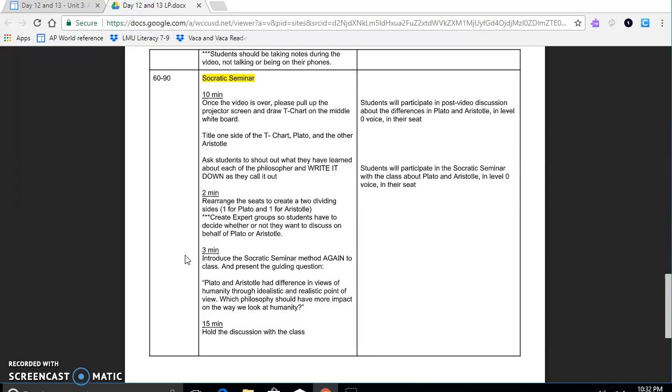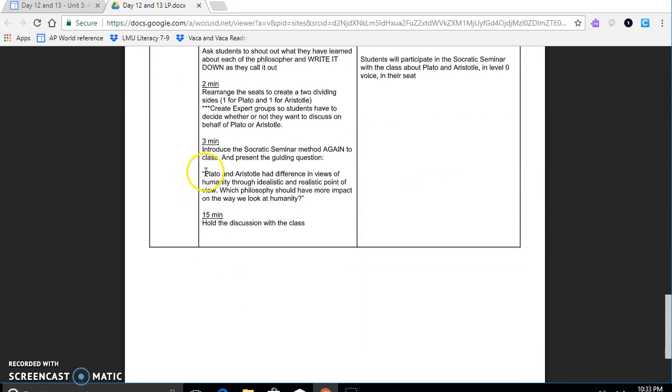Now, if you know anything about Plato and Aristotle, their approach to humanity was quite different, despite the fact Aristotle was seen as a pupil of Plato. Plato looked at humanity from an idealistic perspective, like how humans should behave, and Aristotle focused on how humans actually behave. And the guiding question for the seminar is, Plato and Aristotle had difference in views of humanity through idealistic and realistic point of view. Which philosophy should have more impact on the way we look at humanity?